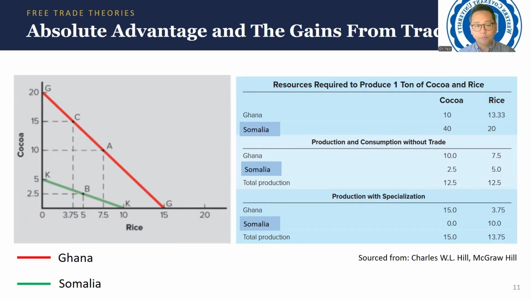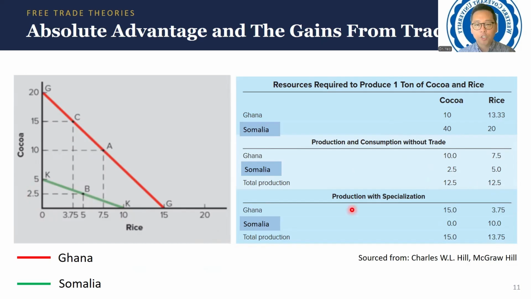Let's look at Somalia. It takes 40 resources to produce 1 ton of cocoa, 20 resources to produce 1 ton of rice. Thus, Somalia can produce 5 tons of cocoa and no rice, or 10 tons of rice and no cocoa. Thus, without trade, Ghana will produce 10 cocoa and 7.5 rice, while Somalia will produce 2.5 cocoa and 5 rice.